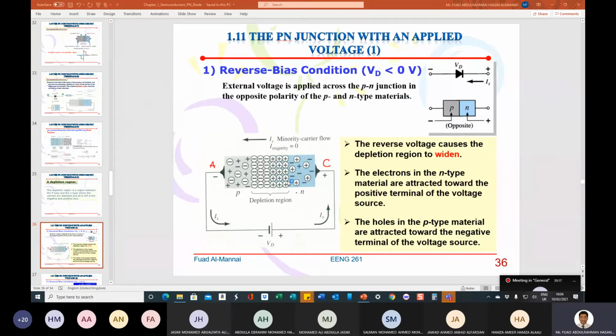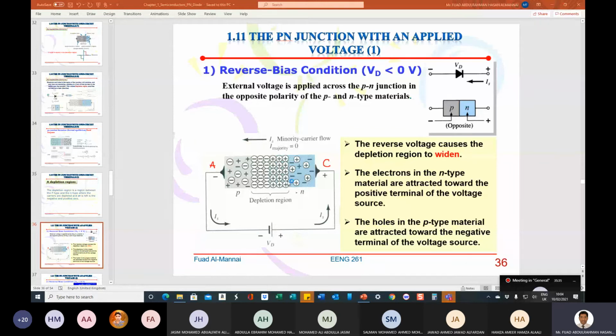When you are reverse biasing the diode, the diode is almost infinity resistance, or open circuit, almost. I said almost, okay?